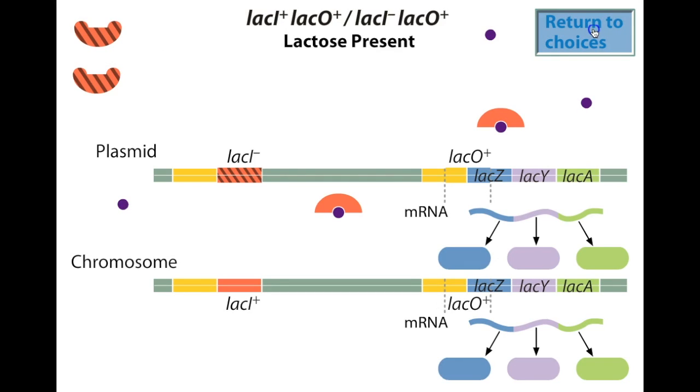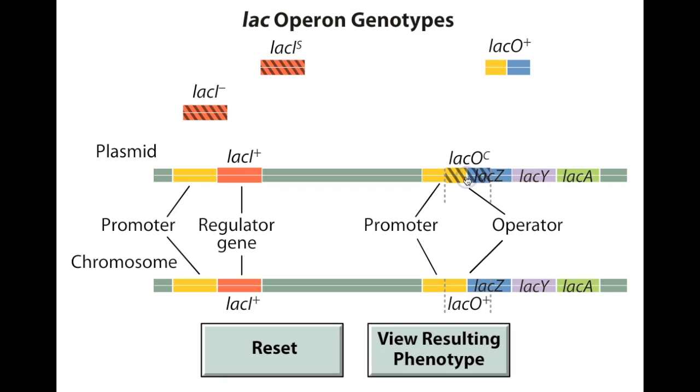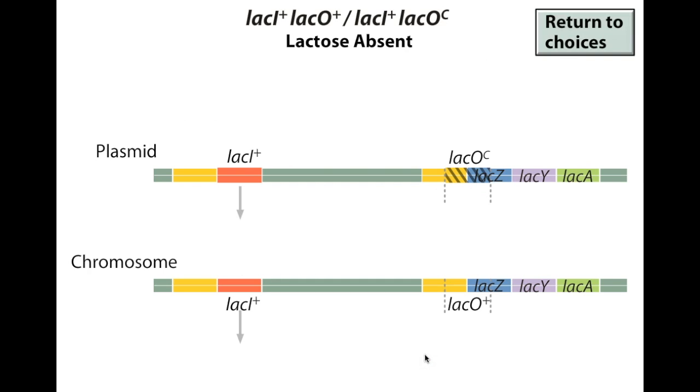So let's try another scenario. Let's say that we have a normal Lac-I in the plasmid, and we have a constitutive promoter and operator mutation in the plasmid. Let's see what we get. The Lac-I plus genes produce active wild-type repressors. The repressors are trans-acting and may attempt to bind to either operator. In this case, a repressor binds to the wild-type operator, but is unable to bind to the mutant operator.